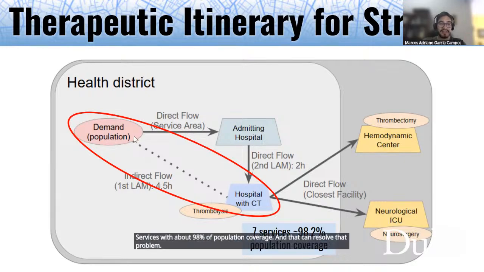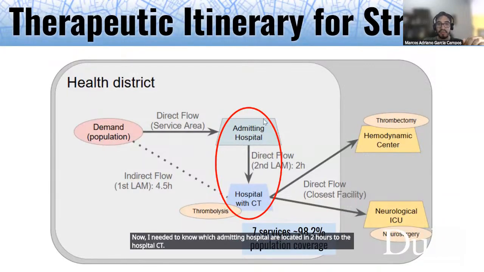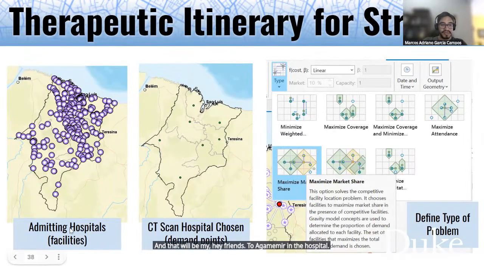But as I said, I don't have a direct connection between the 2 points. I need an intermediate step using the admitting hospital to the hospital with CT. So what I thought: I have the best strategic services with a hospital with CT. Now I need to know which admitting hospitals are located within 2 hours of the hospital with CT. And that will be my reference admitting hospital. I uploaded the admitting hospitals. Here I will call them facility.